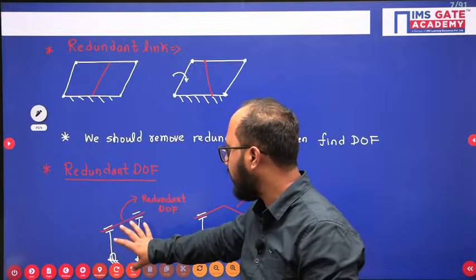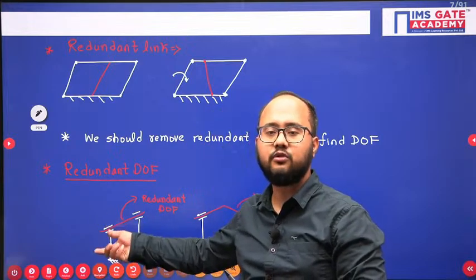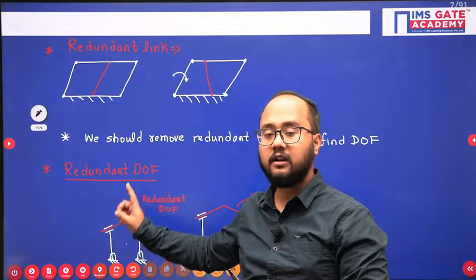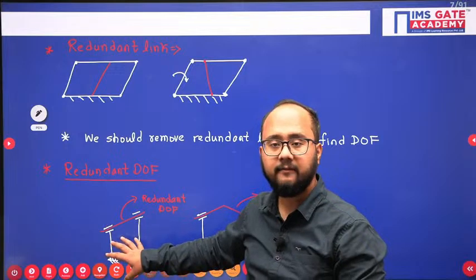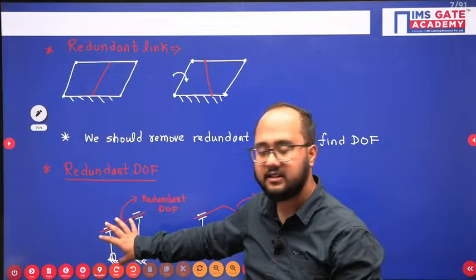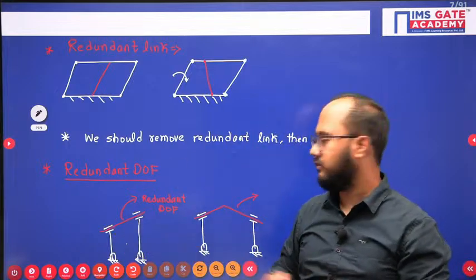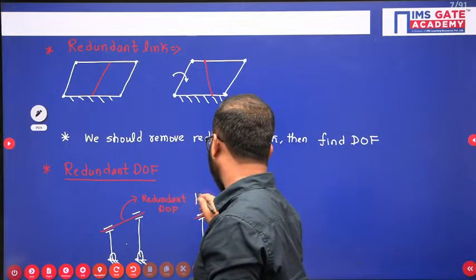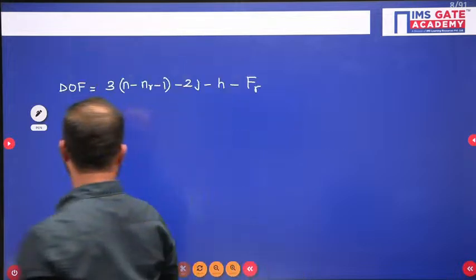The redundant degree of freedom here is 1. What is the extra motion we are having? Only 1 extra motion. So the redundant degree of freedom value is 1. From the formula I have calculated an answer, and from that value I need to subtract the fr value. I will call this one fr. So I will subtract this value. That's what I've written. I hope it is clear.